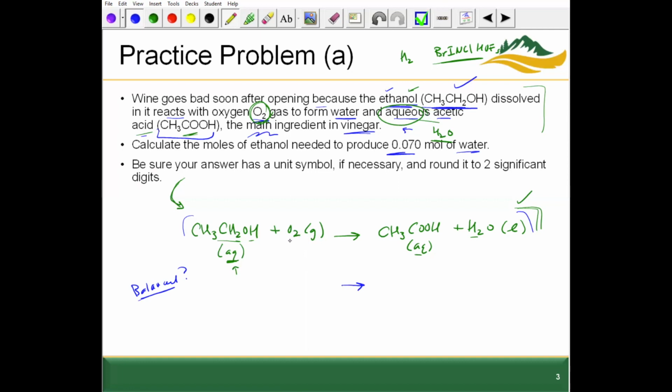So we have oxygen, we have 2 here, 1 here. On this side, we have 1, 2, 3 as well. Carbon, we have 2. Carbon on the product side, we have 1, 2, so we have 2 as well. Hydrogen, we have 1, 2, 3, 4, 5, 6. So hydrogen, we have 6. Then over here, we have 3, 4, 5, 6. So hydrogen, we also have 6. So this is a balanced chemical equation.